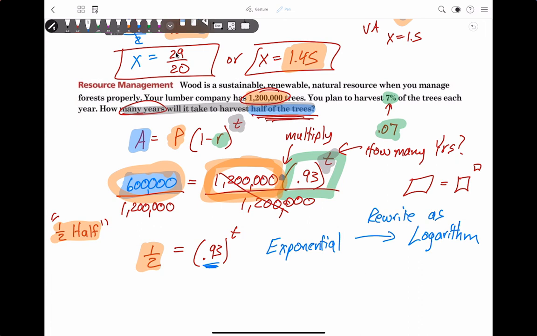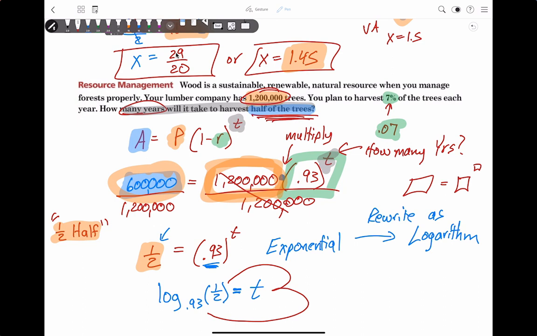The base is 0.93, so log base 0.93. And the argument is going to be this thing over here, 1/2. And it's equal to the power, okay? And the reason I know that is because I could, if I wanted to, do the reverse method from here just to check, did I do this right, okay?